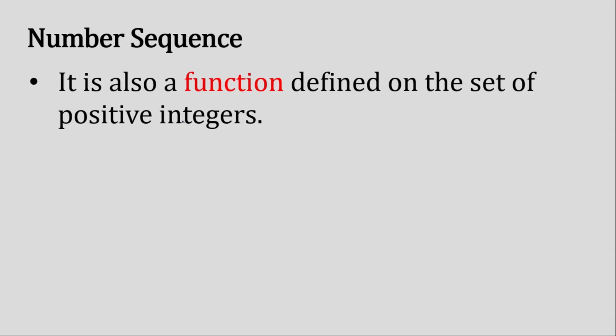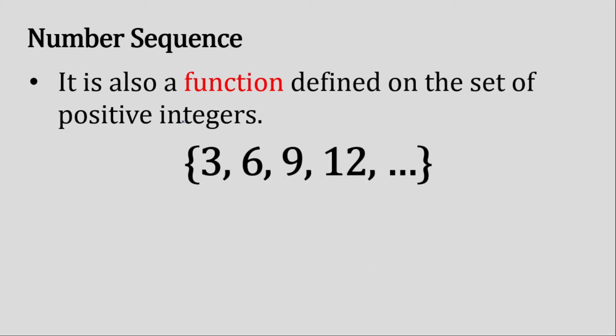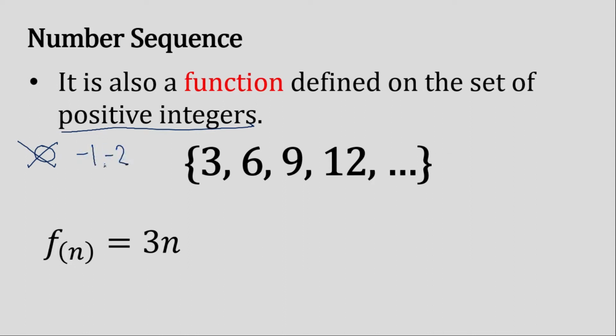It is also a function defined on a set of positive integers. Let's consider again 3, 6, 9, and 12. We can say that this is a function f of n equals 3n, wherein the value of n should be a positive integer. 0 is not included because 0 is not positive. -1, -2, and other negative numbers are also not included because they are not positive integers. The square root of -1 is not an integer, so this can't be a value of n.